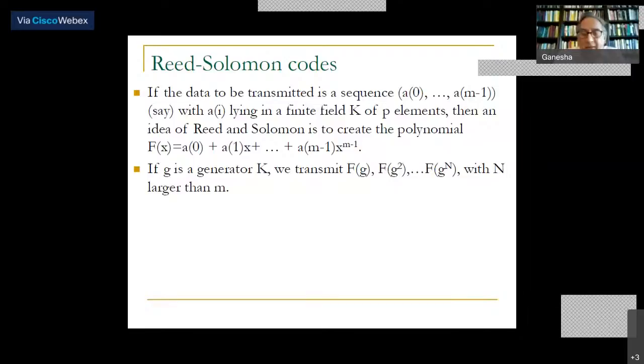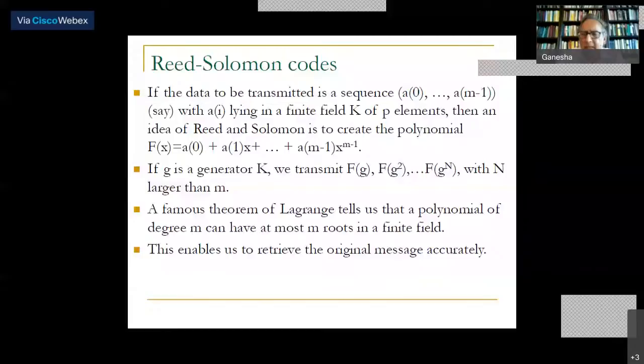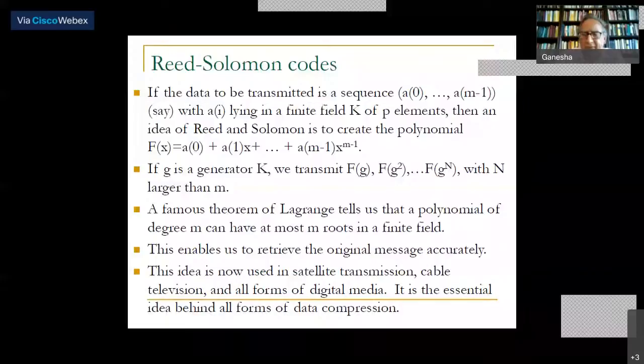So a famous theorem of Lagrange tells us that a polynomial of degree m can have at most m roots in a finite field, and we use that to combine the data point and retrieve the original message accurately. By the way, this is also what is behind all satellite transmission. Your cell phone is working on this principle, cable television, compact discs, DVDs. In fact, all forms of data compression.